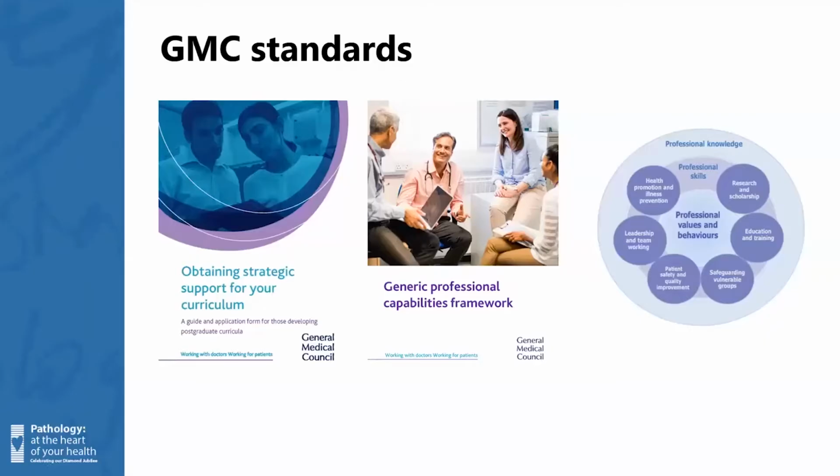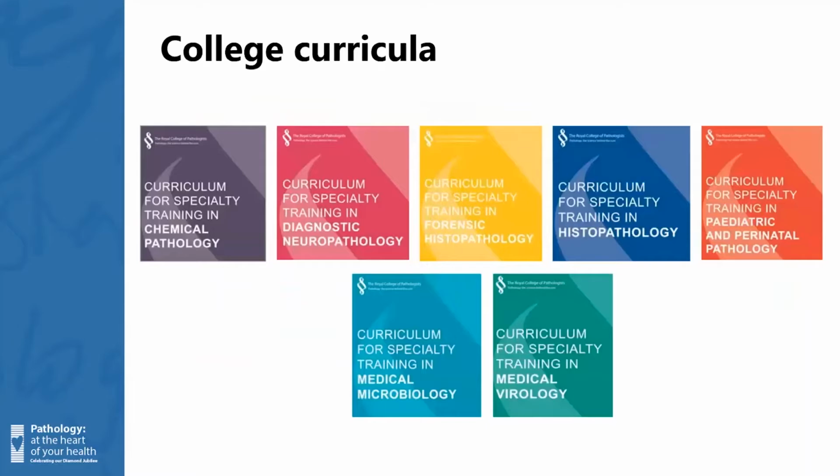I'm going to very briefly talk you through all of the work that has been done to update the RCPath curricula over the last few years. As you know, we are regulated by the General Medical Council, and a few years ago they updated their standards for curriculum assessment, and that really kick-started a huge amount of work within the college. One of the key aspects of this work was integrating the generic professional capabilities framework into the curricula, and there are a number of other things that we had to do to bring the curricula up to the new GMC standards. So how did we get from all of these standards and everything that we needed to implement to these curricula, which you can now find on the college website?